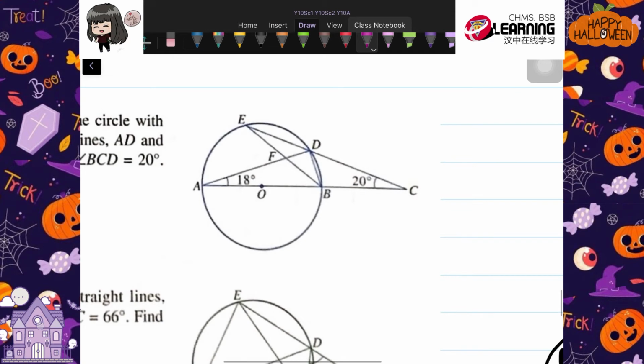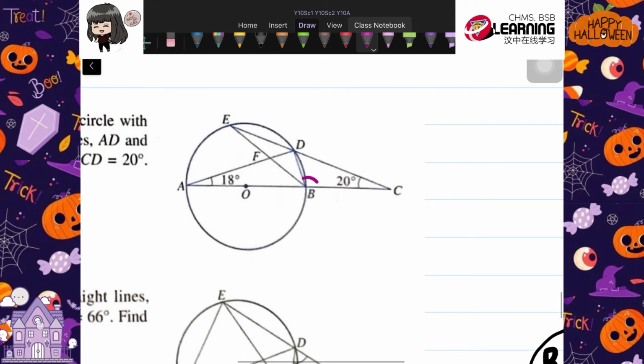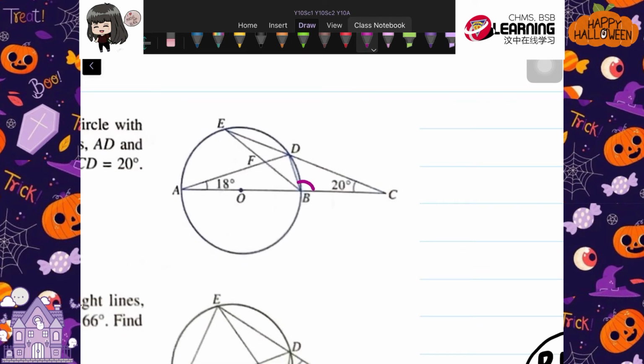I'm going to zoom in here. DBC is basically this angle here. So if you need a hint, you listen here, as I teach you this question. If not, you can pause and try to do it on your own, alright? So DBC is that one.